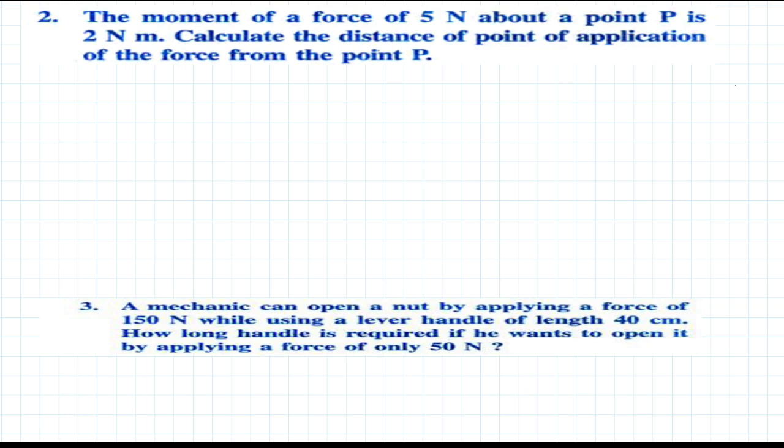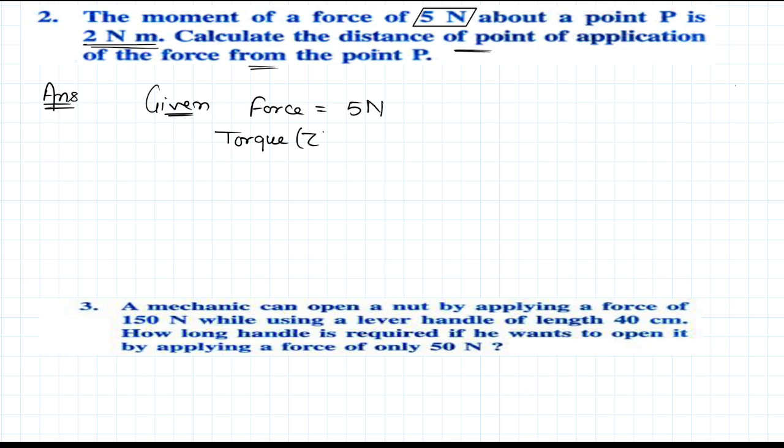See, the second question: given the moment of force of 5 Newton about a point P is 2 Newton meter, calculate the distance of the point of application of the force from the point P. First, what things are given? Force is given, that is 5 Newton. Another thing we have is torque, tau, with respect to the point P, that is 2 Newton meter.